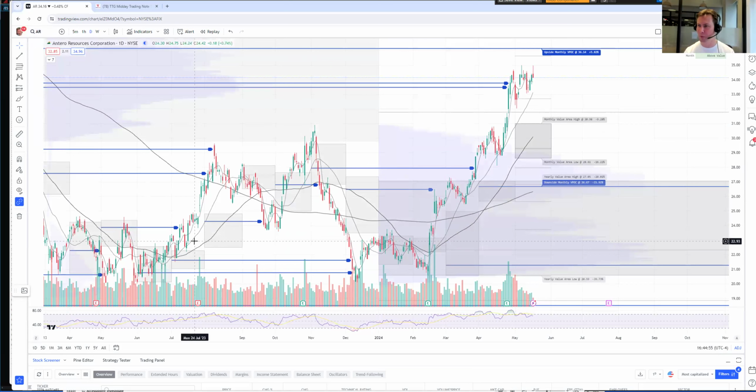This is Antero Resources. We'll see if it kind of holds in here, but I like how the 50-day moving average kind of caught up with the price. But I don't want to see another candle like this and then fade. So we'll see. And possibly nat gas, the futures, might be the catalyst for this.